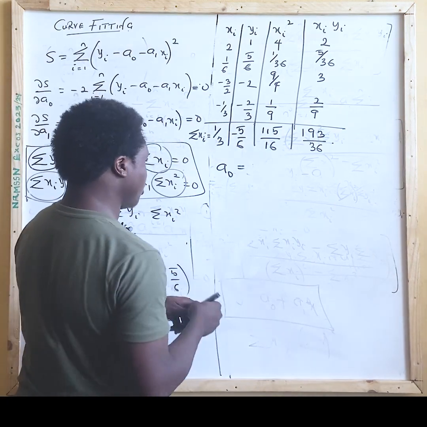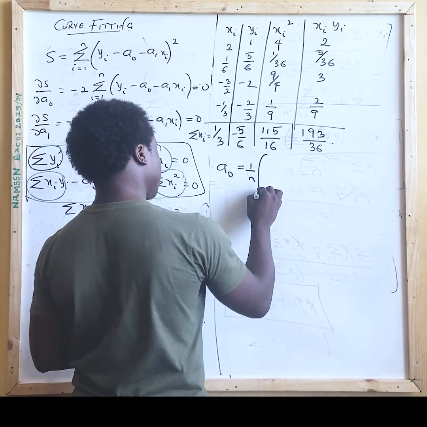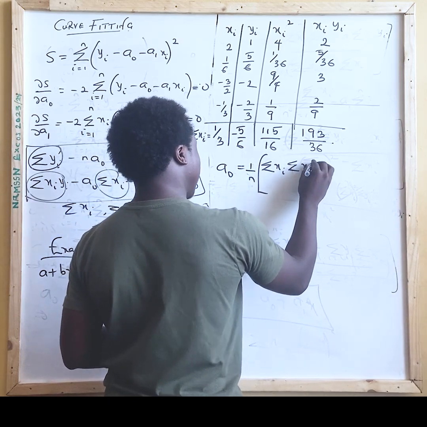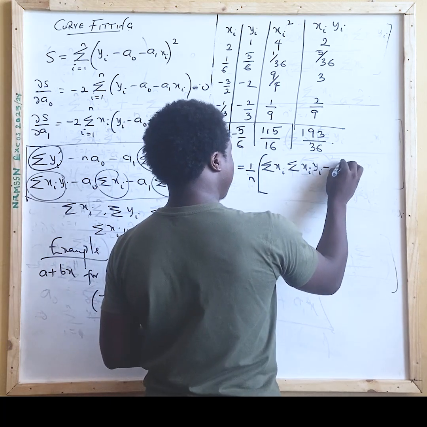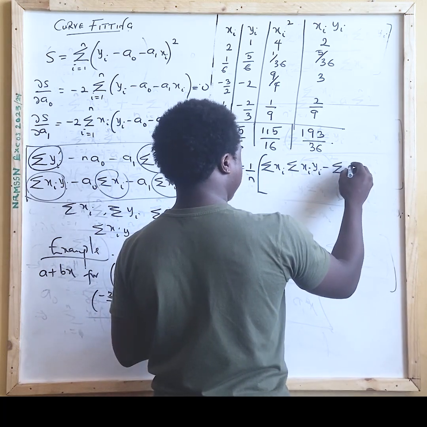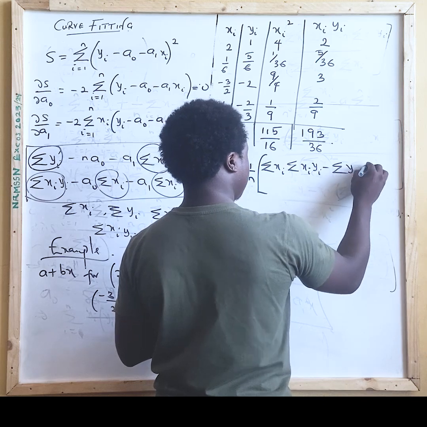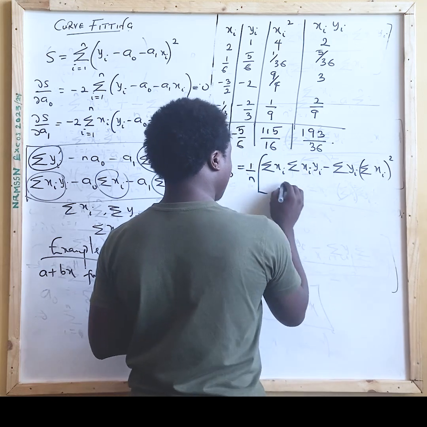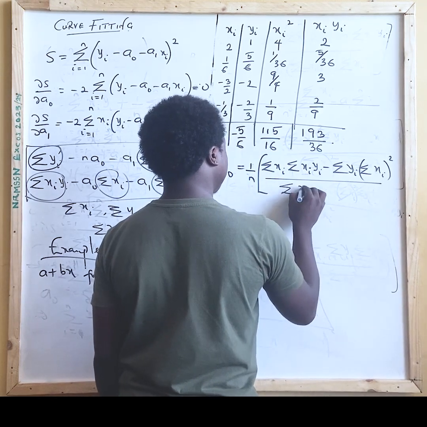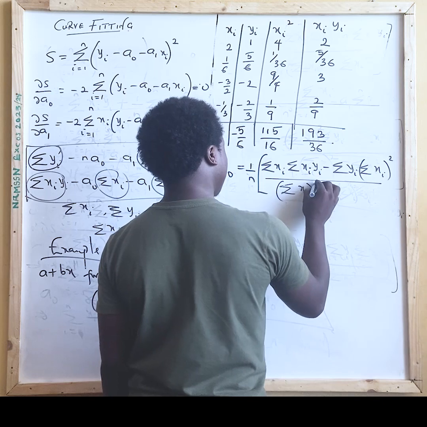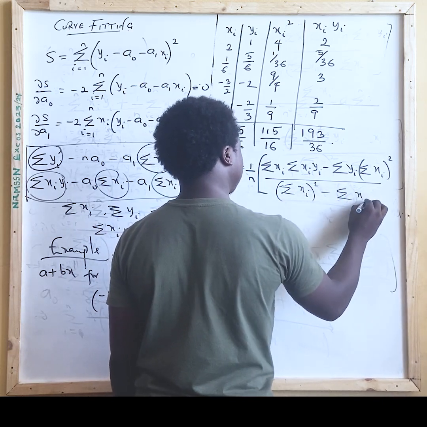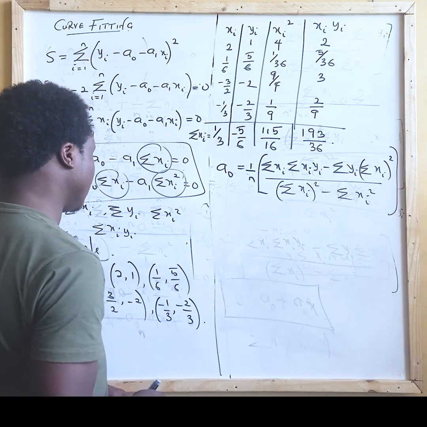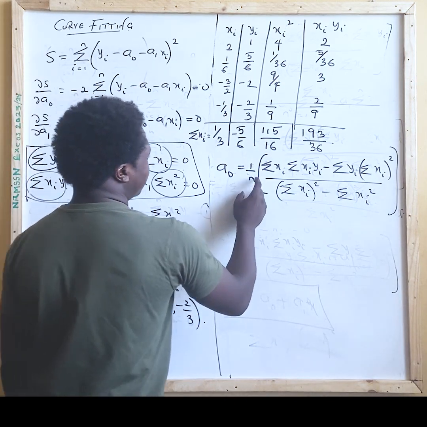My a naught is 1 over n, summation xi yi minus summation yi summation xi square over summation xi square minus summation xi square, like this. So this is what we got when we did that a naught. So we know what all of these are.